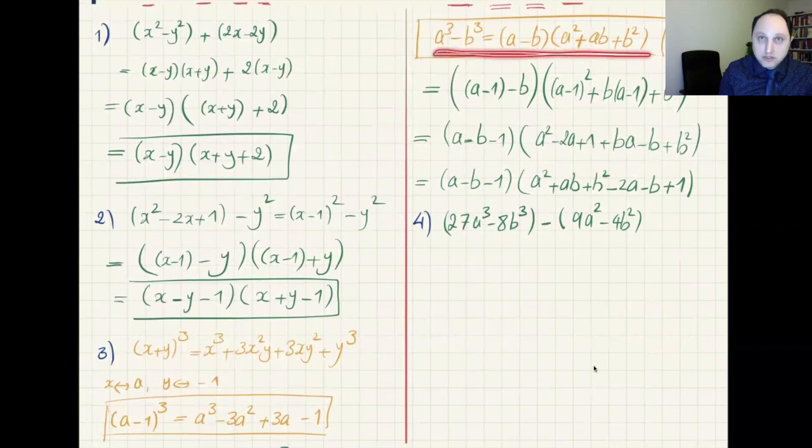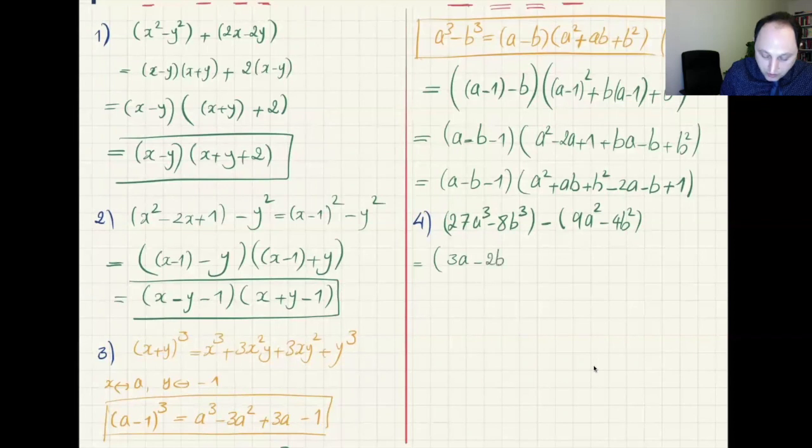I use the difference of cubes here, and then I use the conjugate identity here. So what I can see is that this becomes 3a, the cubic root of the first one, minus 2b, the cubic root of the second one. And then I will have the first one squared, which gives me 9a squared, and the product of the terms with the opposite sign, so it will give me 6ab, with the opposite sign becomes positive 6ab, and the second one squared, which gives me 4b squared, yes?